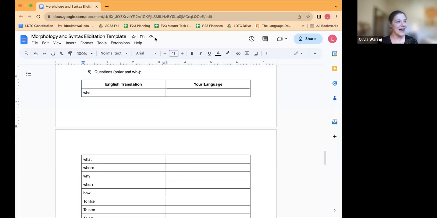That's all I have for syntax and morphology, but hopefully it gave you some ideas about how to begin probing these features of the language that you're interested in, and I'm more than happy to answer questions.